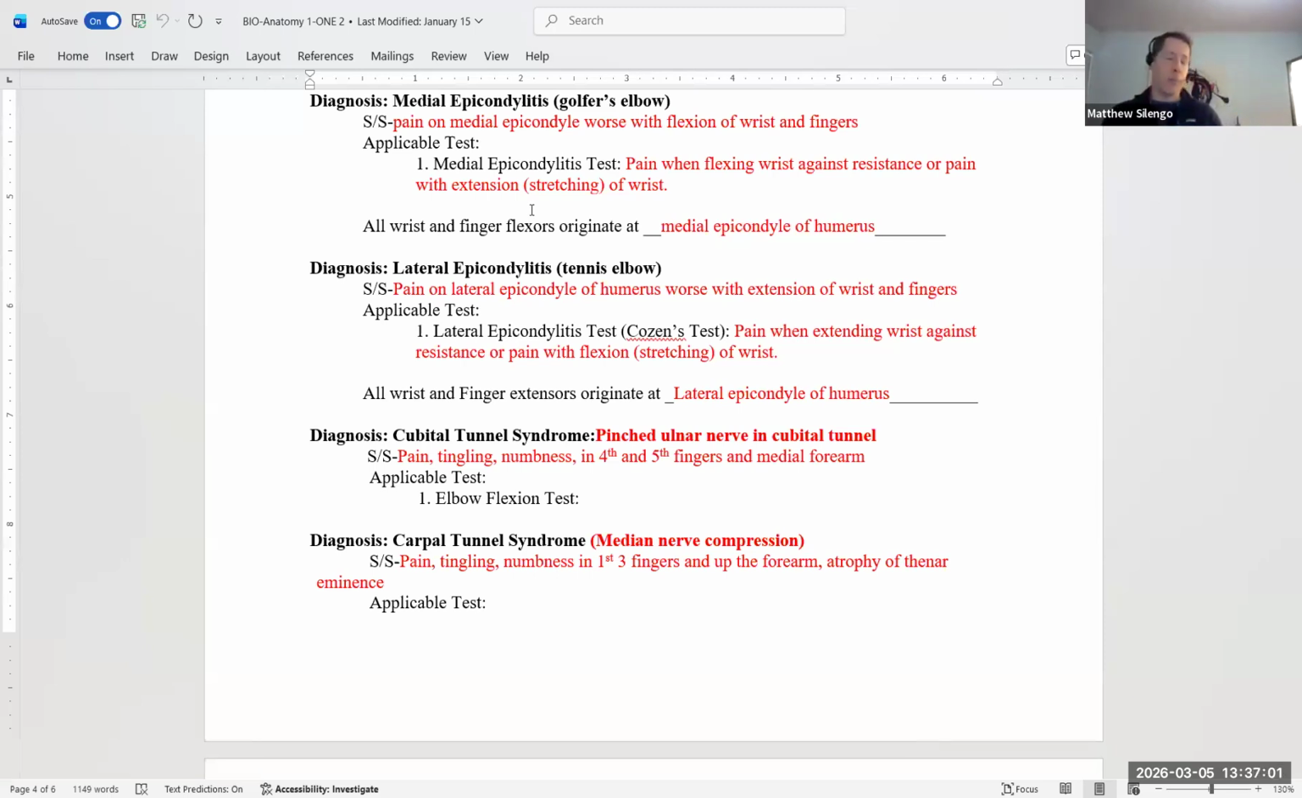So that's what we call medial epicondylitis. And it's also referred to as golfer's elbow because a lot of golfers get this from, I don't play golf, so I don't really know all the details, but I guess when they swing the golf club, they have to do this kind of motion a lot and it causes these muscles to hypertrophy and everything.